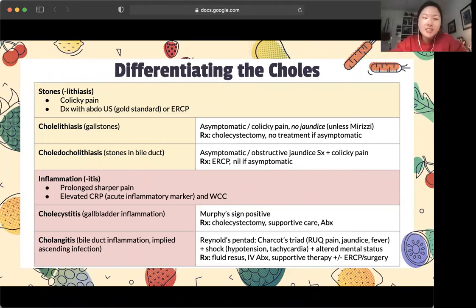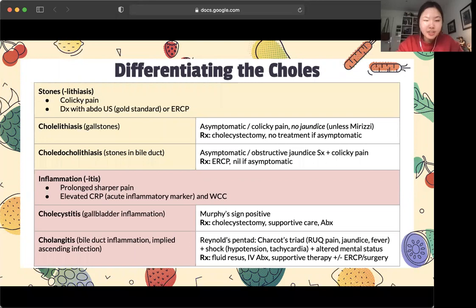So cholelithiasis is your classic gallstones. I think basically on EMQs, MCQs, they're generally presenting as asymptomatic, but they can present with colicky pain as well in real life. No jaundice unless the gallstone is actually compressing, like there's biliary obstruction. But basically in a general MCQ situation, there's not going to be any jaundice. Treatment, cholecystectomy, unless they're asymptomatic, which is a lot of the time. So then it's just going to be no treatment.